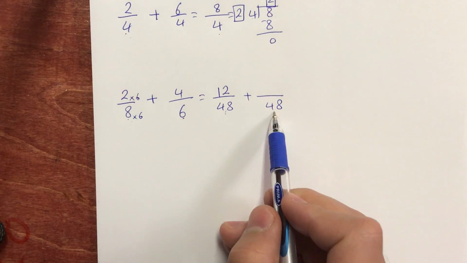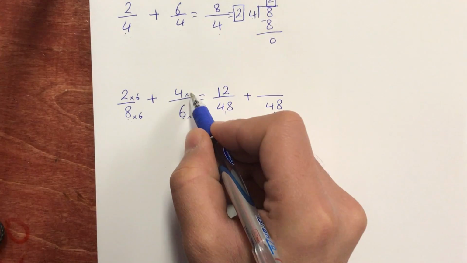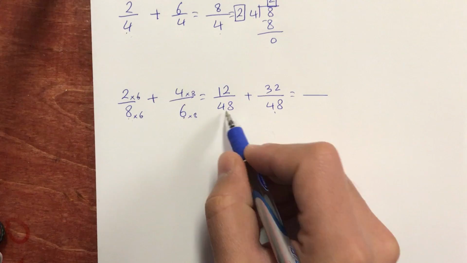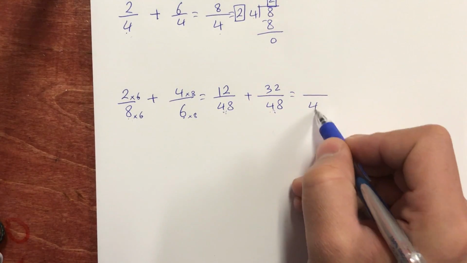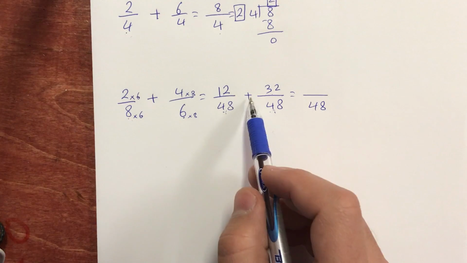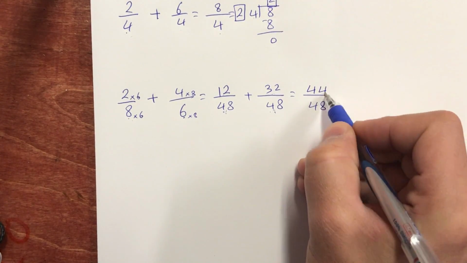Now, how does the 6 become 48? Times 8. What is 4 times 8? 32. Now, the common denominator remains the same on the answer. And then you add the numerators, 12 plus 32, that should give you 44.